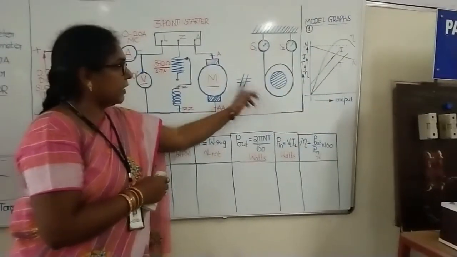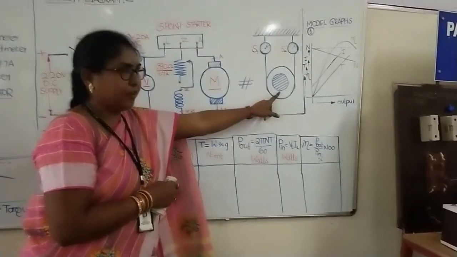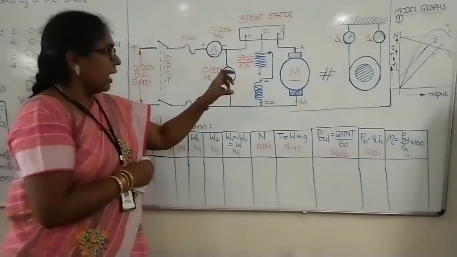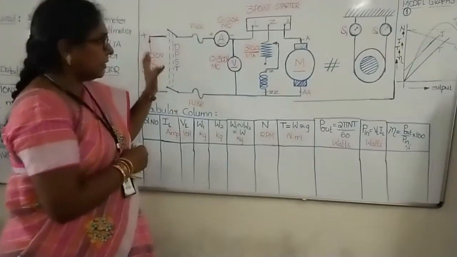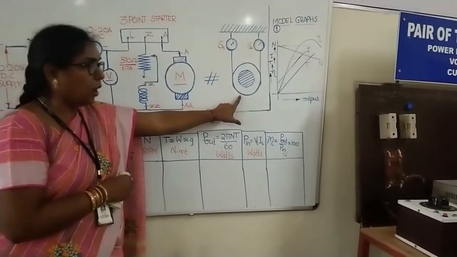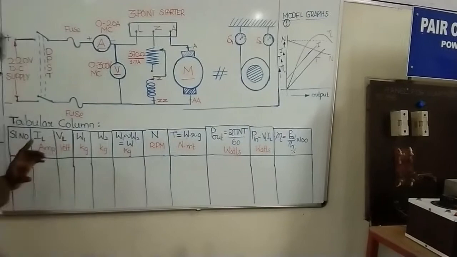We can measure the speed of the motor at the shaft of the brake drum here. Right, this is the first condition, in which S1 and S2 are 0, meaning there is no load on the brake drum here. That was the first condition.